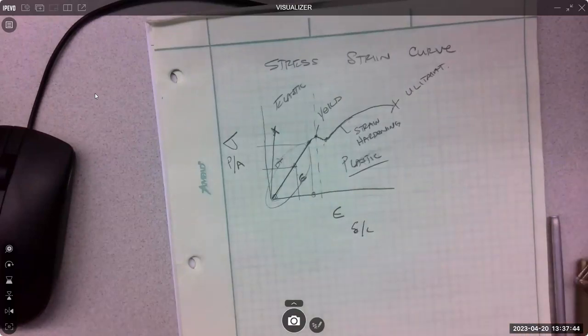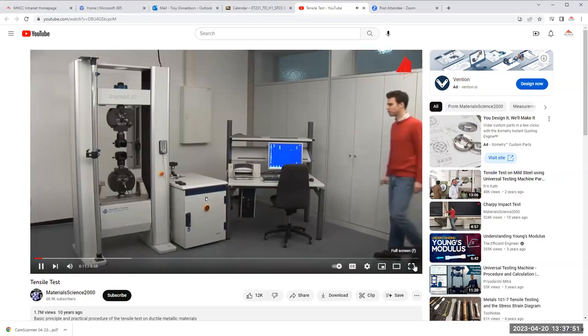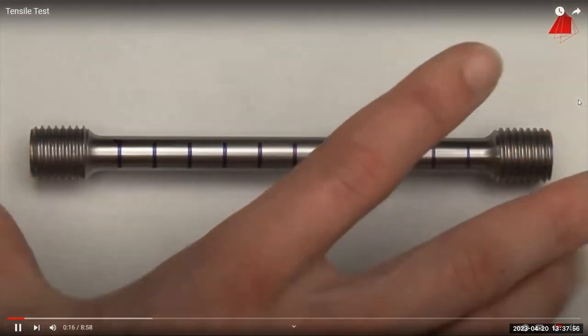All right. So let's check out this video. It's a better test than mine, so thought we'd watch it. Tensile test, a plain carbon steel with yield point phenomenon to be tested. This is the test piece.